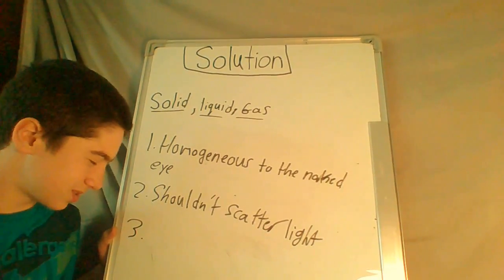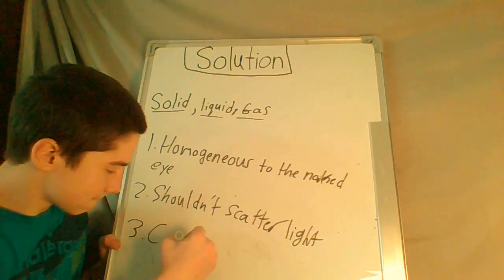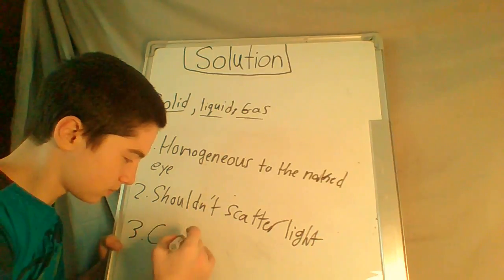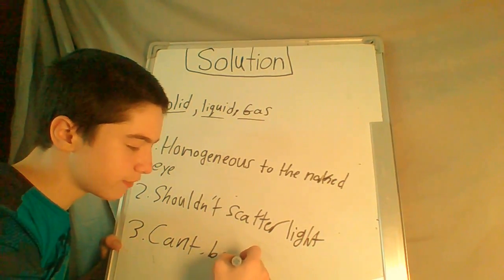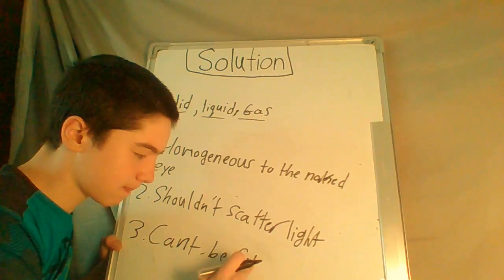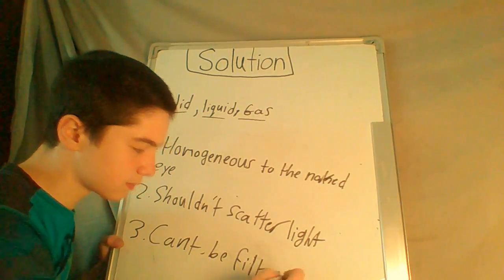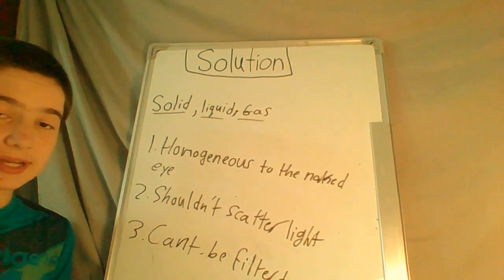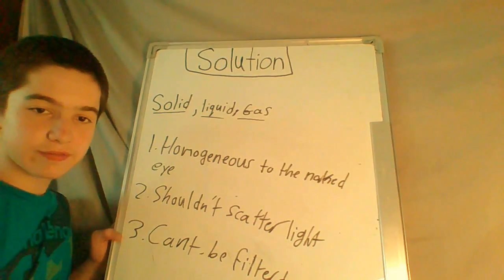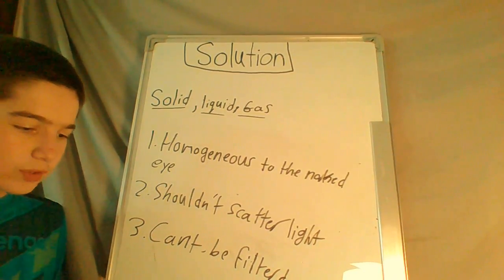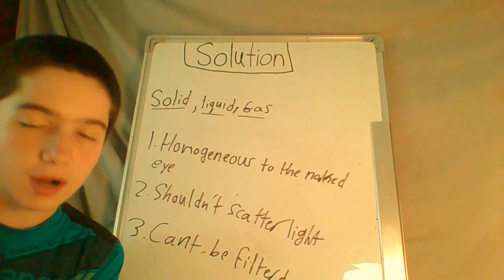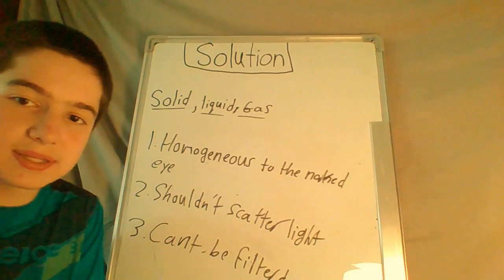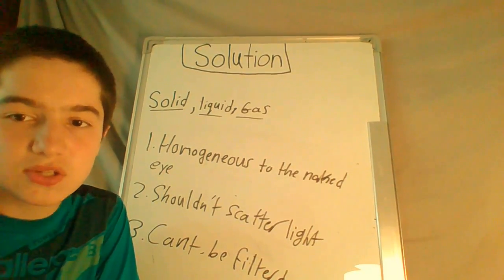What do I keep on saying? It can't be filtered. So one, it should be homogeneous to the naked eye. Two, it shouldn't scatter light. Three, it cannot be filtered. So if that substance that you have in a cup or anything matches those three ideas, then it is a solution.